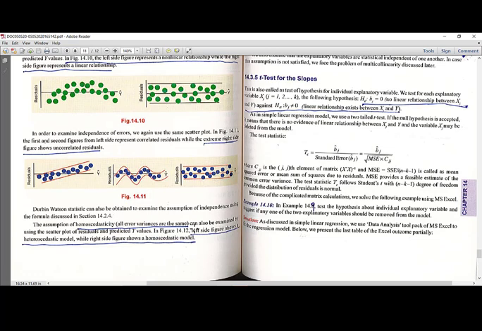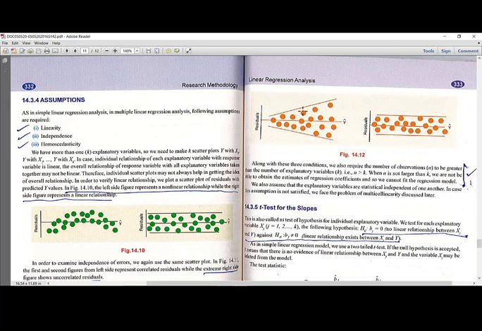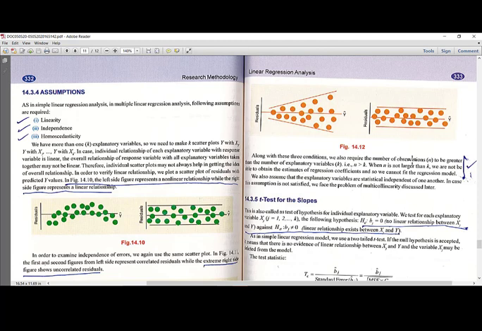The Durbin-Watson statistic can also be obtained to examine the assumption of independence, using the formula which we have already discussed. The assumption of homoscedasticity, that is, all error variances are the same, can also be examined by using the scatter plot of residuals and predicted y values. In the next figure, the left side figure shows a heteroscedastic model, whereas this is a homoscedastic model. Along with these three conditions, we also require the number of observations, small n, to be greater than the number of explanatory variables, k. That is, n greater than k. When n is not larger than k, we are not able to obtain the estimates of regression coefficients, and so we cannot fit the regression model.